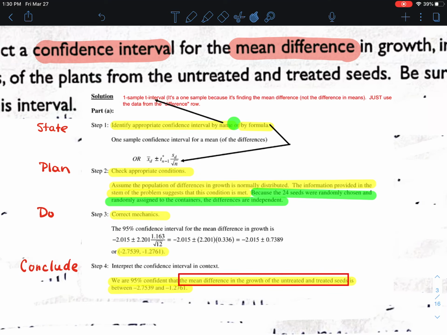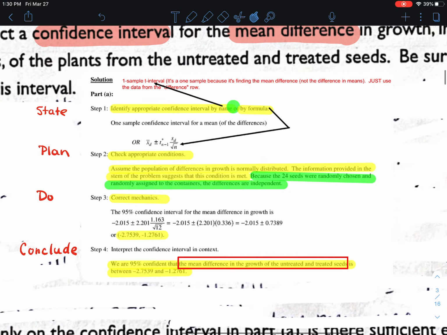I'm going to draw your attention to what I have in this red box though. You cannot say we're 95% confident that the difference is; you have to say we're 95% confident that the average difference in the growth of untreated and treated seeds is captured by that interval.